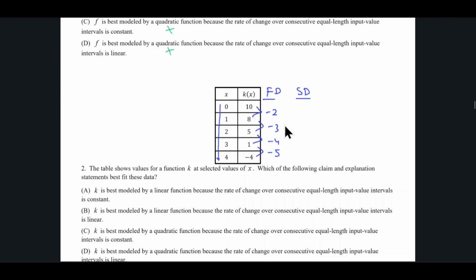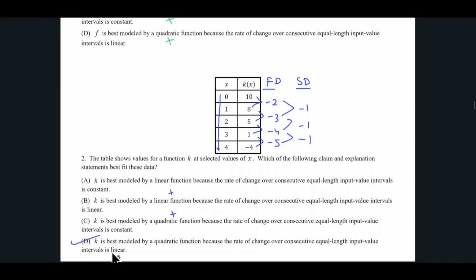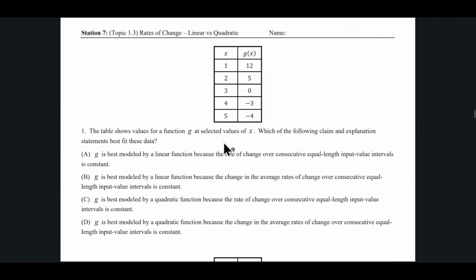I can show you that the second difference will be the same. -3 minus -2 is -1. This is -1. -5 minus -4 is -1. So this is definitely quadratic because the second difference, or the ROC, is forming a linear model over here. That's what they are saying, that the ROC of the ROC is actually linear. This is the ROC and it is linear. As you can see, it is increasing linearly.